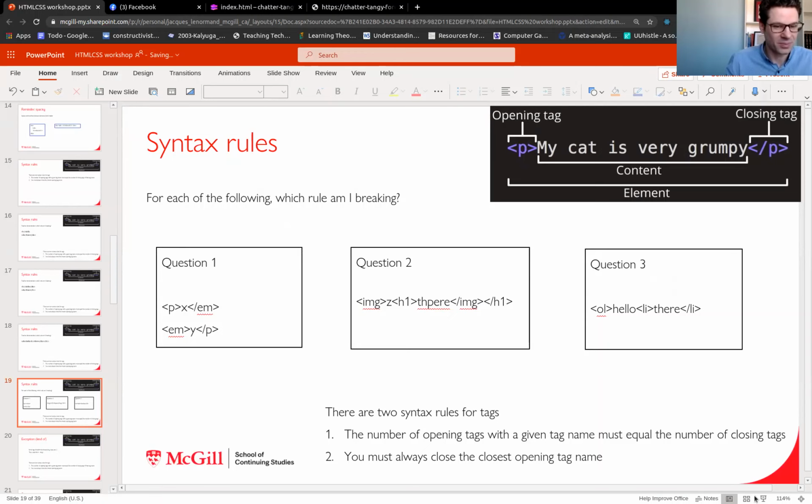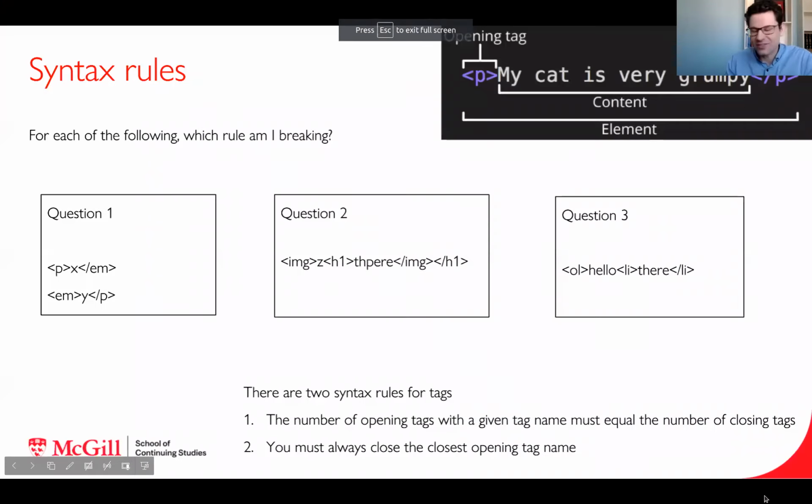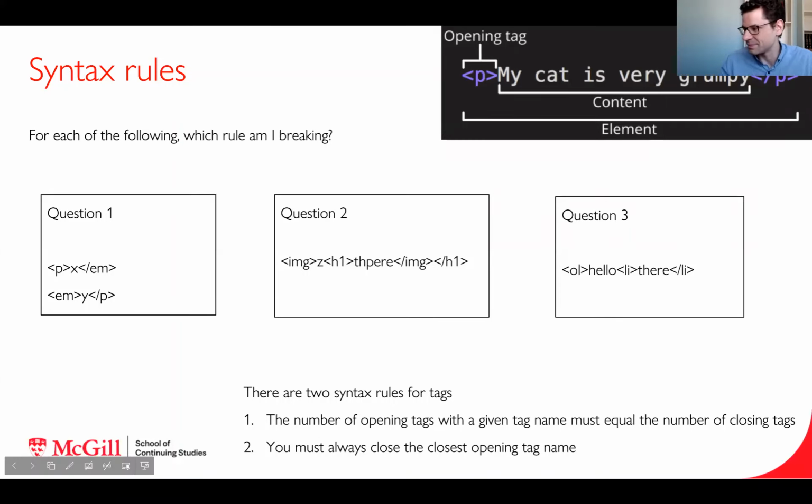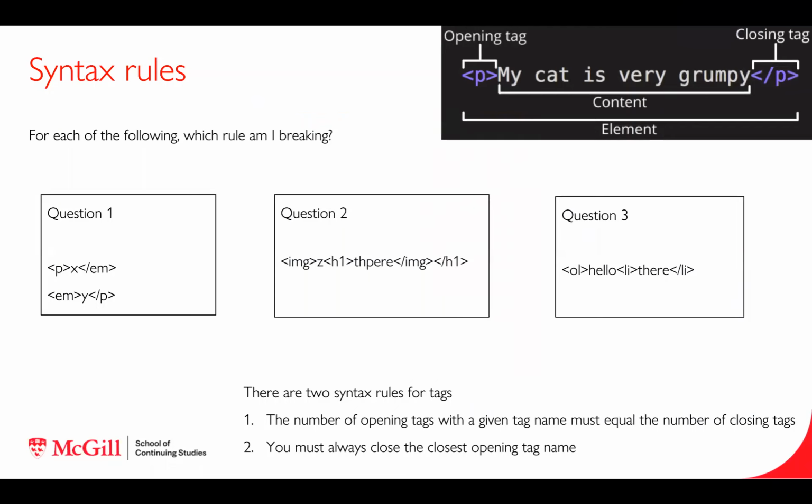Okay, so who wants to be brave enough to speak up, use your voice, and for question one, tell me which rule is broken. Rule number one. I heard some noise. I said rule number one. Rule number one. What's your name, sir? Yoram. Yoram, thank you. Rule number one is being broken.